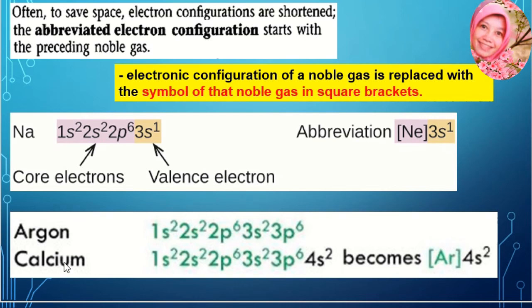Second example, for calcium. The electronic configuration is 1s2, 2s2, 2p6, 3s2, 3p6, 4s2. The core electrons of calcium atom have the same electronic configuration as argon atom. That's why the abbreviation is written as [Ar] 4s2. Please check with your teacher whether the abbreviated electron configuration can be used in an exam.